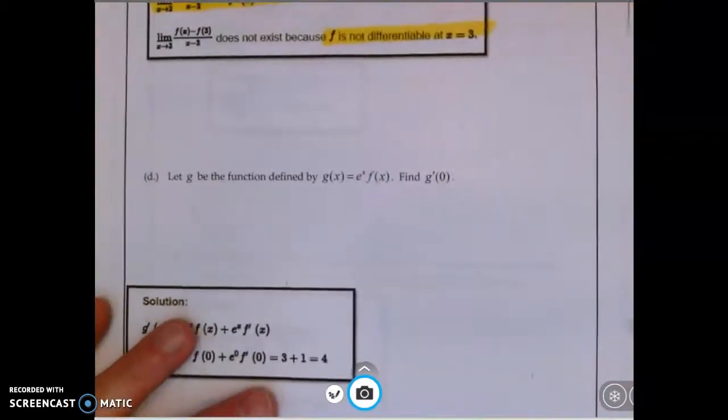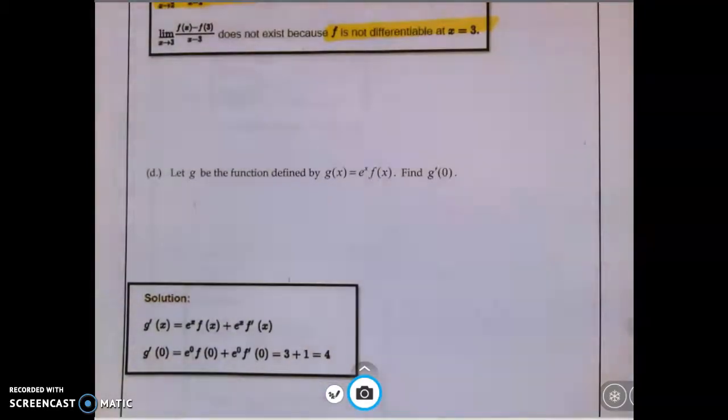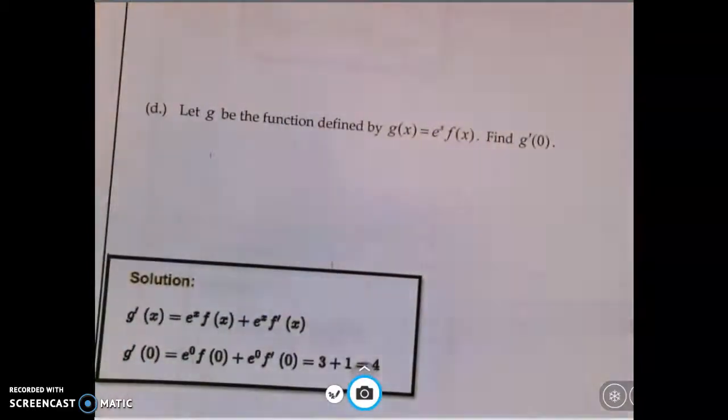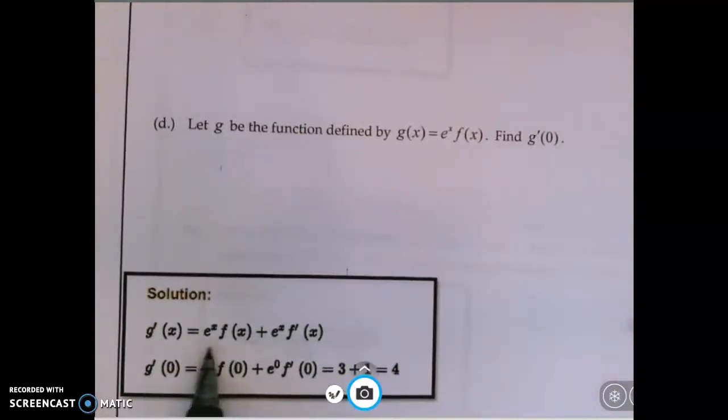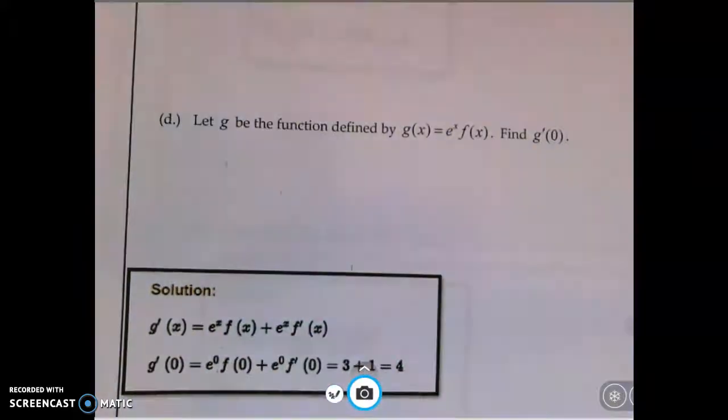Part D, let g be the function defined by g of x equals e to the x times f of x. Find g prime of 0. So this is a couple things. We're going to use the product rule. In this case, this becomes the derivative of the first, which is e to the x, times the second, plus the derivative of the second times the first. That is our product rule. That is g prime. And then we evaluate that at 0.